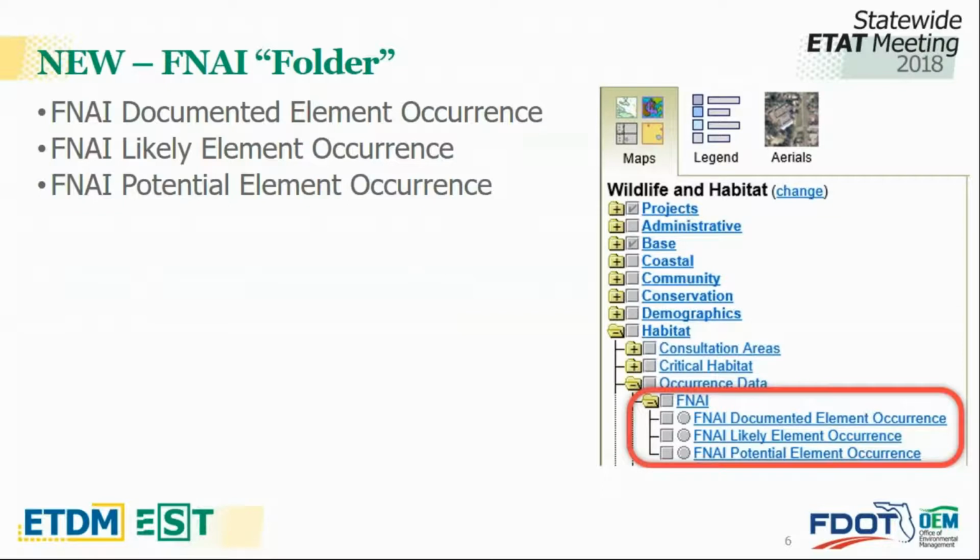The new layers are in a folder titled FNAI, which can be found under the Wildlife and Habitat Base Map, under the Habitat folder, and the Occurrence Data subfolder. You'll see three layers titled FNAI Documented Element Occurrence, FNAI Likely Element Occurrence, and FNAI Potential Element Occurrence. What's reflected in these new changes are: one, categorization of occurrence data based on its likelihood to occur, and two, data is now displayed as polygons instead of points.